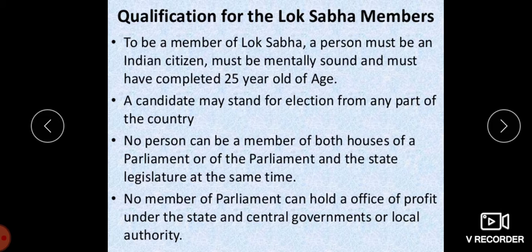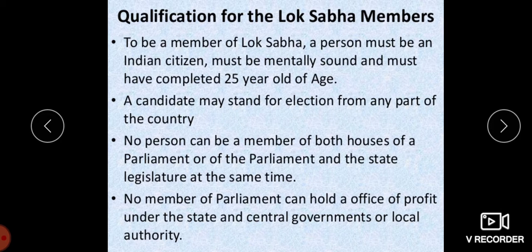Now, what should be the qualification of the members to become the member of the Lok Sabha? Let us see, children. There are certain conditions that are needed for a person to become a member of the Lok Sabha. Firstly, he should be a citizen of India. He should be at least 25 years of age. He should have his name in the electoral rolls in some part of the country.